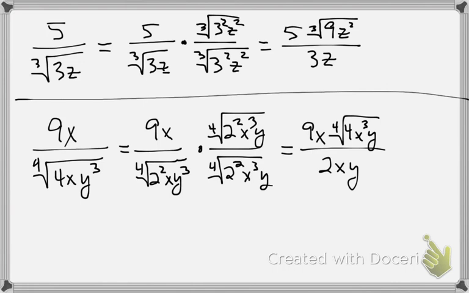What do I have here now? X. Now, outside, I have x divided by x. Well, that's going to cancel out. So we wind up with 9 times the 4th root of 4x cubed y over 2y. Do you guys see how the x canceled out on the outside?